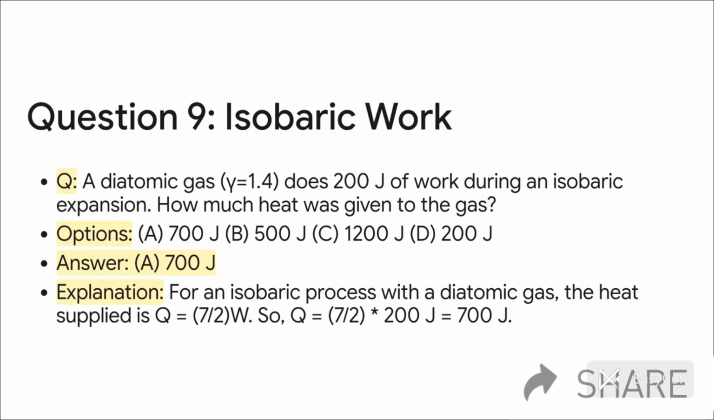Question number 9. A diatomic gas does 200 joules of work while expanding at a constant pressure. How much heat did we have to give it? The correct answer is A, 700 joules. So for this specific situation, a diatomic gas at constant pressure, there's a really handy little formula to know. The heat supplied Q is just 7 divided by 2 times the work done W. Just plug in 200 for W and you get 700.